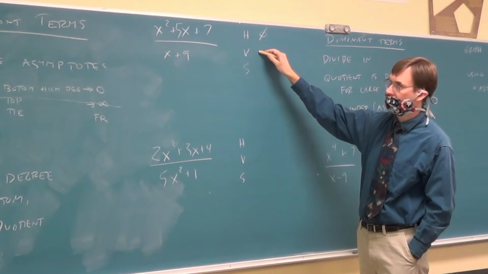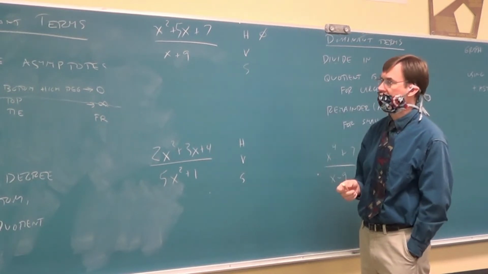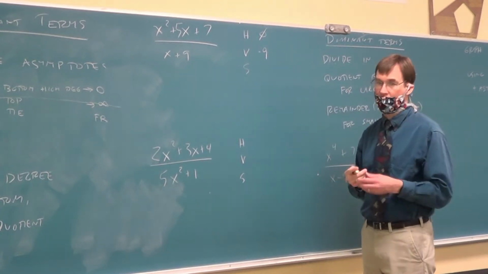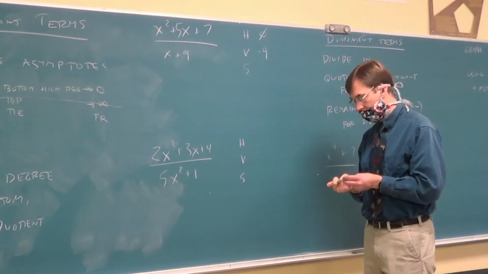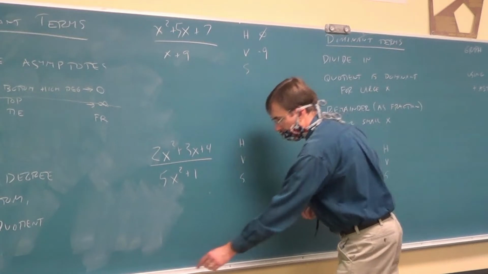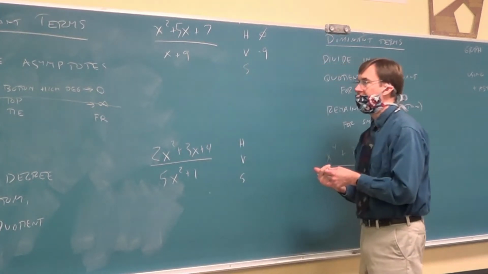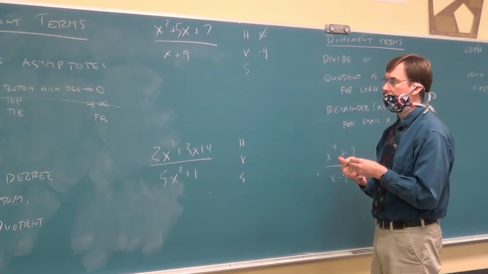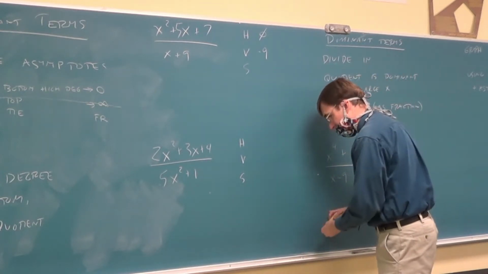Yes. What number would cause the vertical asymptote? -9, because -9 would make the bottom 0, and that's how we find our vertical asymptotes. Would we have a slant asymptote? Yes. What are we going to have to do to find it?